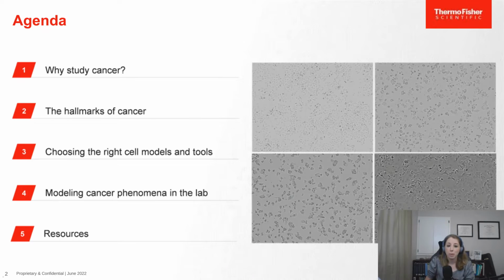Here's an overview of the presentation today. First, we'll start with why it is important to study cancer and why there is so much work yet to be done in preventing and treating cancer. Next, we'll go over the hallmarks of cancer and what cell models and tools to consider as you begin your line of research. Finally, we'll dive into how you can use those cells and tools to model the hallmarks of cancer in vitro. And we'll end with some resources that may be helpful for your cancer research. So let's dive in.